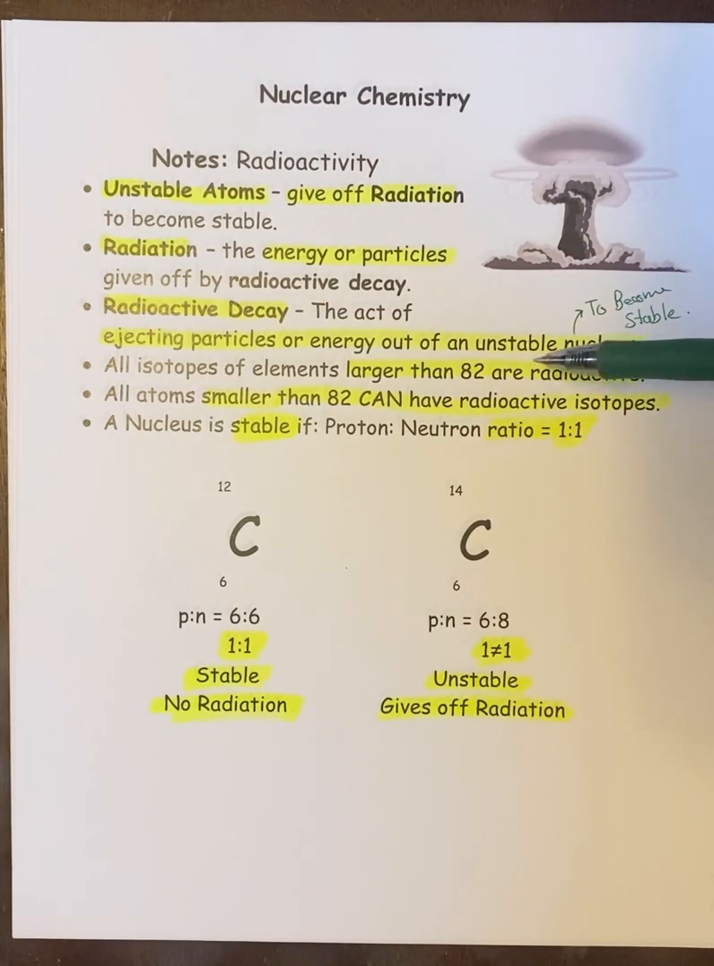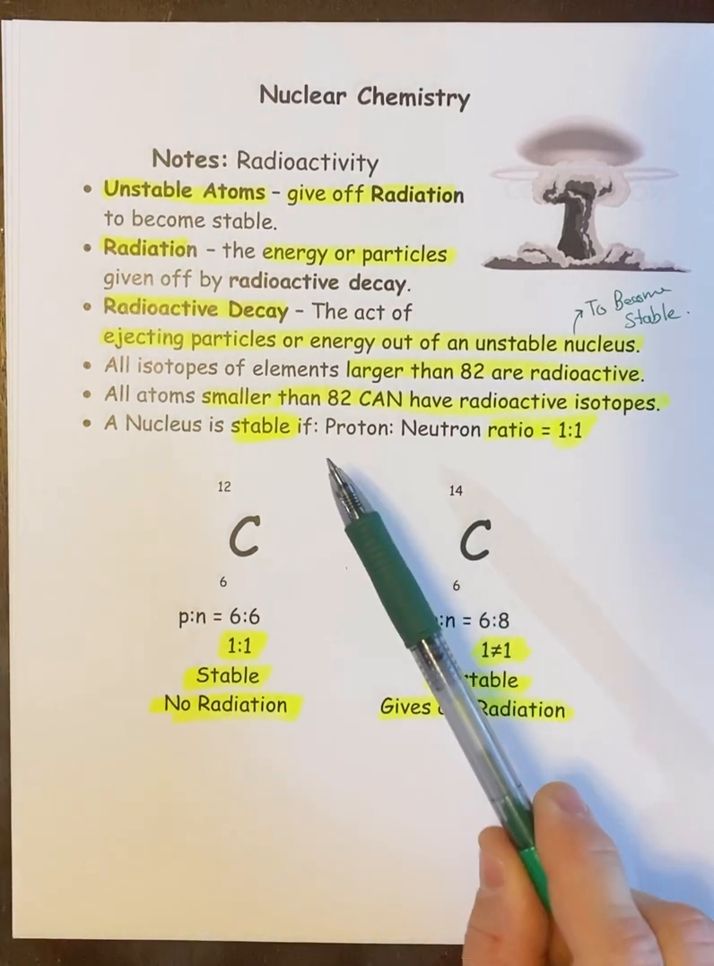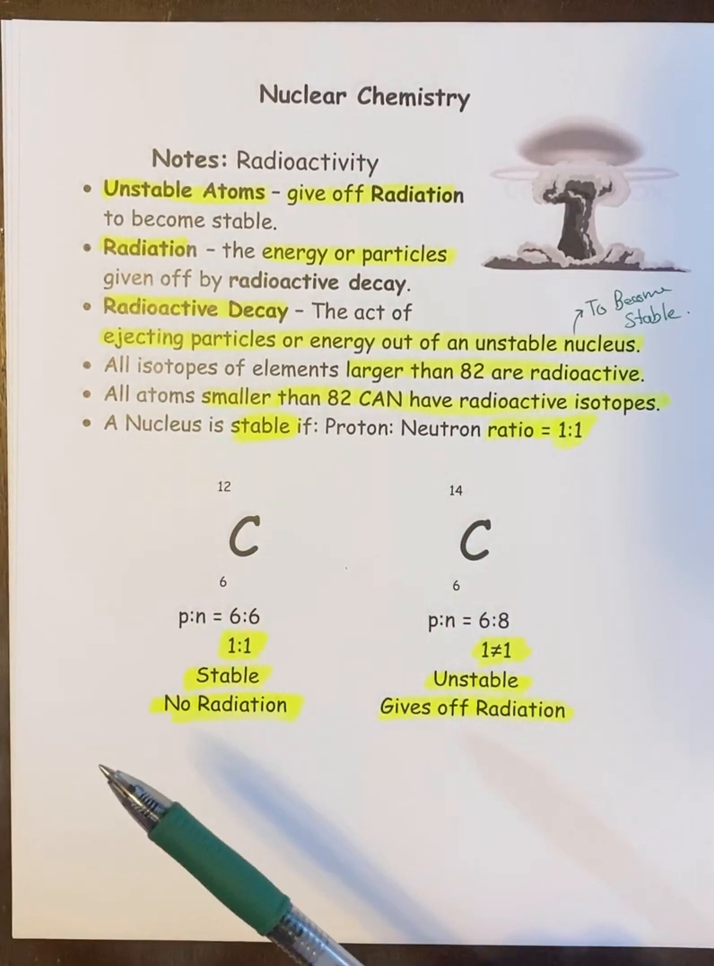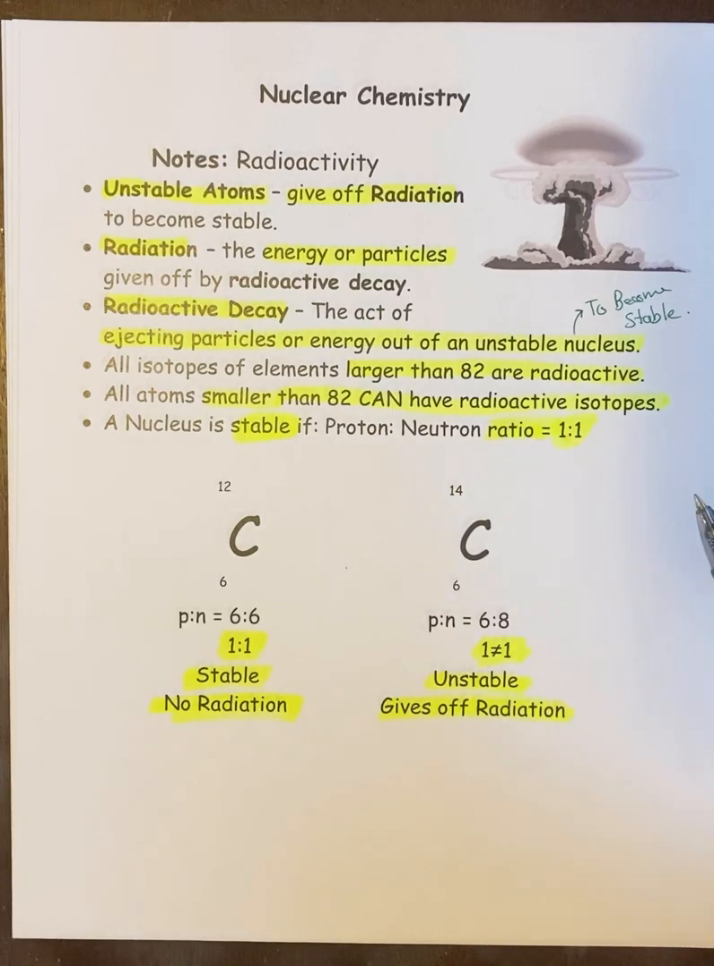All elements larger than atomic number 82 are radioactive, and for the ones that are smaller than 82, they can be radioactive depending on the isotope. What ultimately determines if they're radioactive or not is the proton to neutron ratio. So the magic ratio is 1:1. If you have 1 proton for every 1 neutron, you are typically stable.